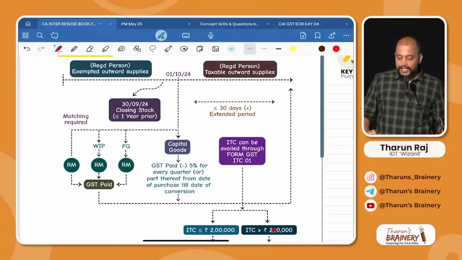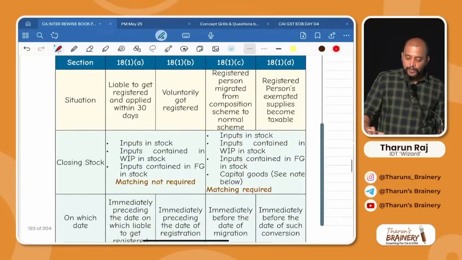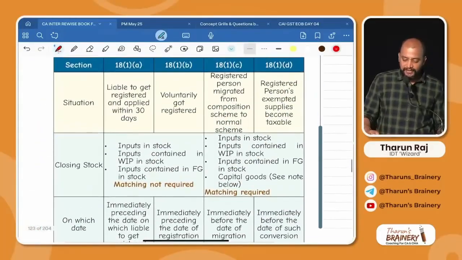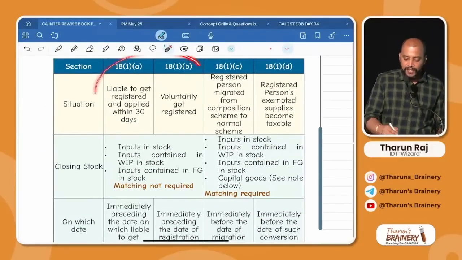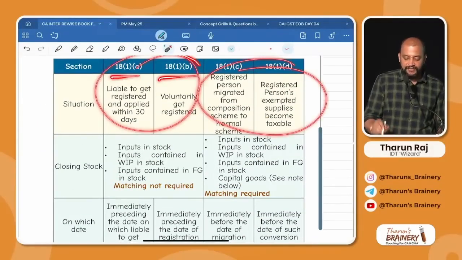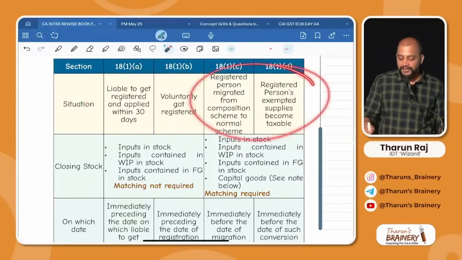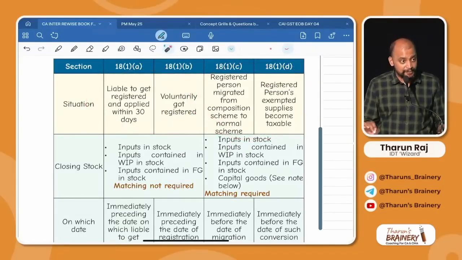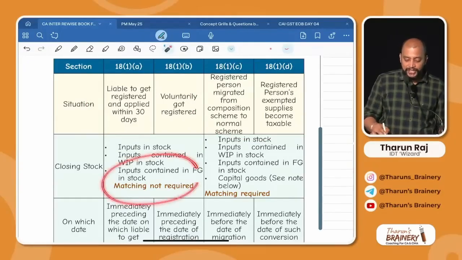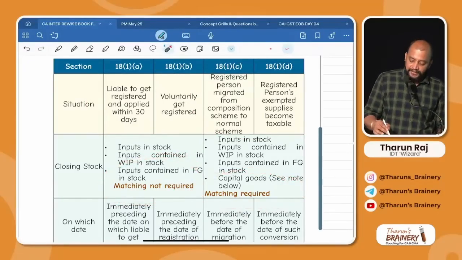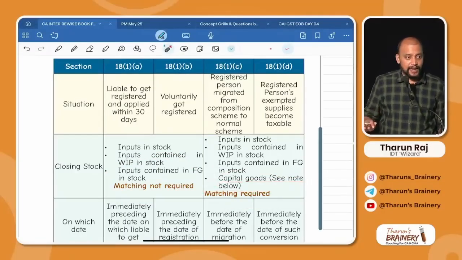Okay. Now, what is the difference between 18.1A, 1B versus 1C, 1D? 1A, 1B, unregistered person. Now only they are getting registered. 1C, 1D, he is a registered person. 1A, 1B, matching not required. 1C, 1D, matching required. 1A, 1B, no credit on capital goods, but here we can take credit on capital goods. Got the clarity about this?